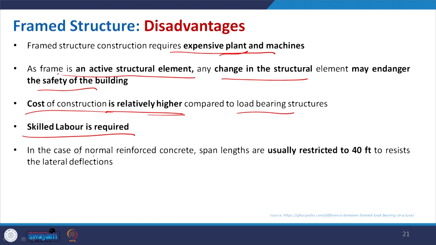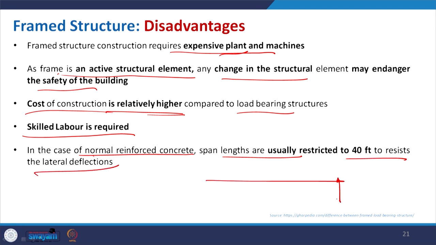In the case of normal reinforced concrete, the span length is usually 40 feet. So the span of the beam can go up to 40 feet when it is a typical reinforced beam. Otherwise it will have some lateral deflection. If you increase the span of your beam, it will have some deflection. In order to account for that, we have to provide other support. So instead of a simple support, we will go for a continuous beam column arrangement, and you can reinforce your structure in a much better way to have the largest span.